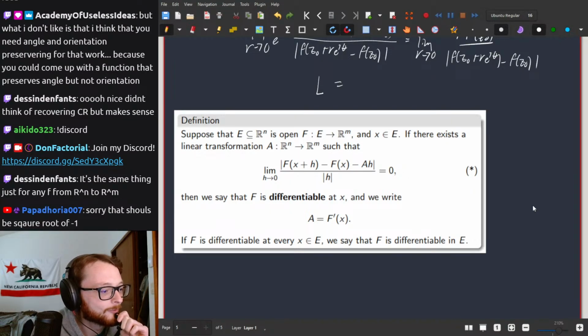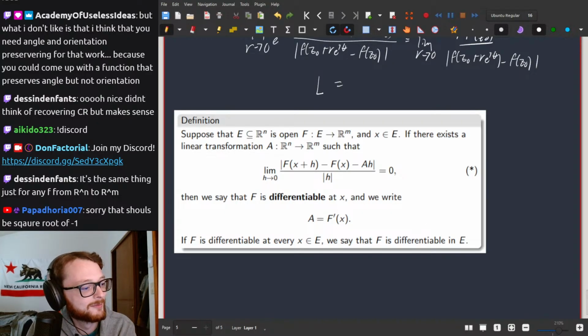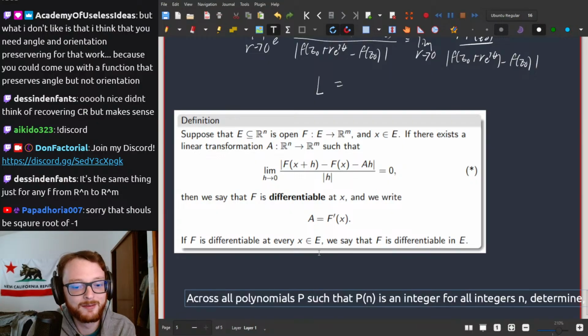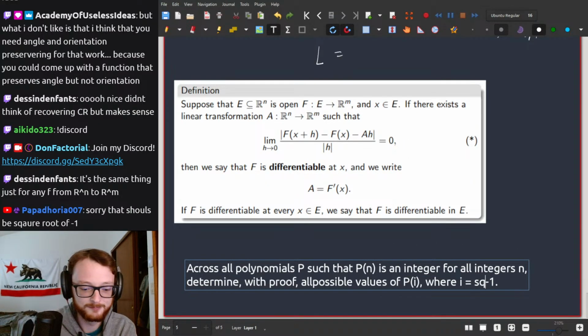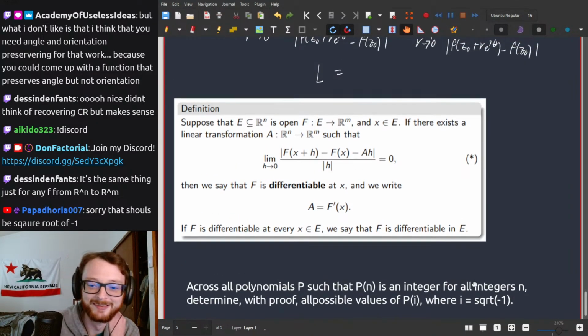Square root of -1. Oh. What a weird problem. That is a pretty classic looking Papadoria problem, though. It's the same thing for any f from Rn to Rm.